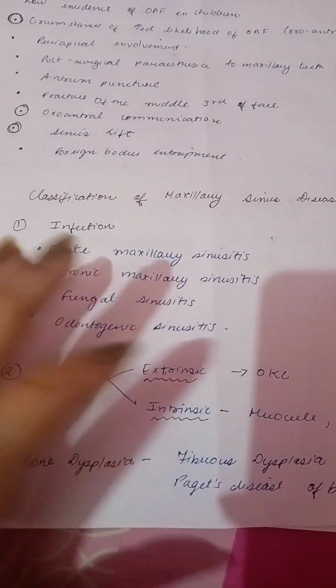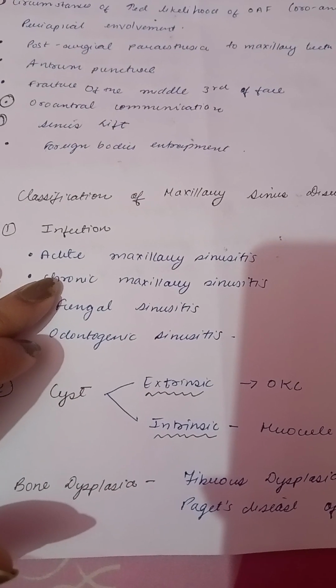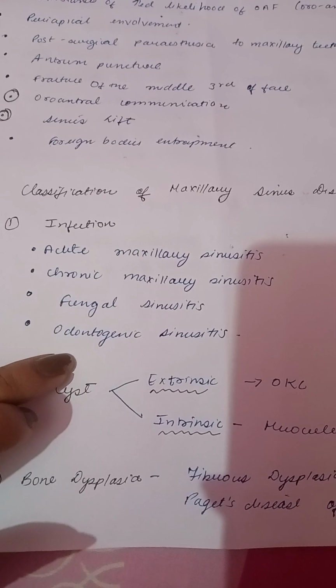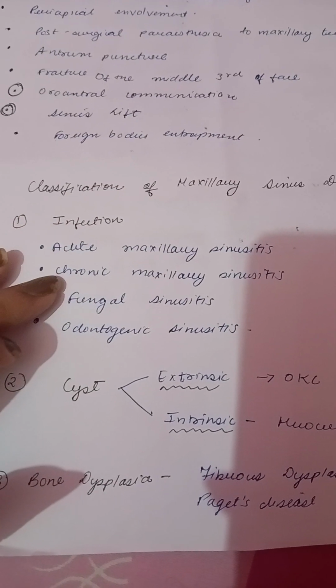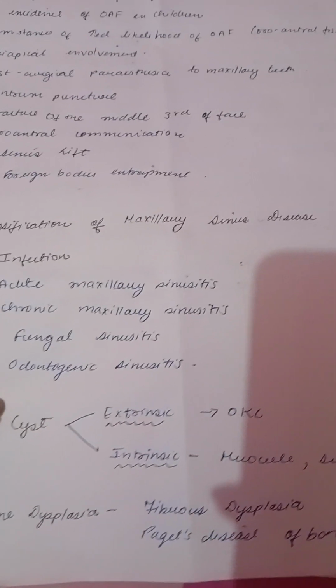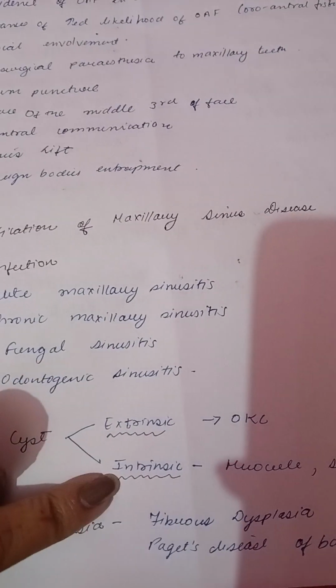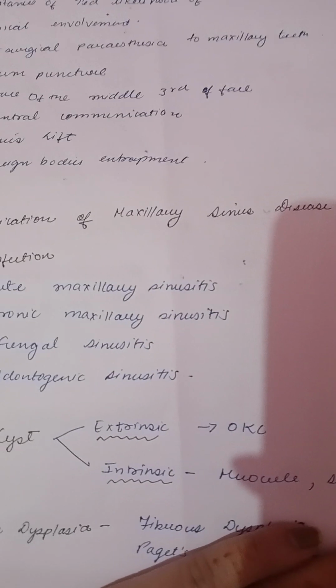Now, classification of maxillary sinus disease. First is infection. What comes under infection? Acute maxillary sinusitis, chronic maxillary sinusitis, fungal sinusitis and odontogenic sinusitis. It is mainly an infection, inflammation, which can be acute, chronic, fungal or odontogenic. Cysts can be extrinsic and intrinsic. Extrinsic is from outside, and intrinsic is inside only. So extrinsic is OKC and intrinsic is mucocele and surgical ciliated cyst of maxillary sinus.